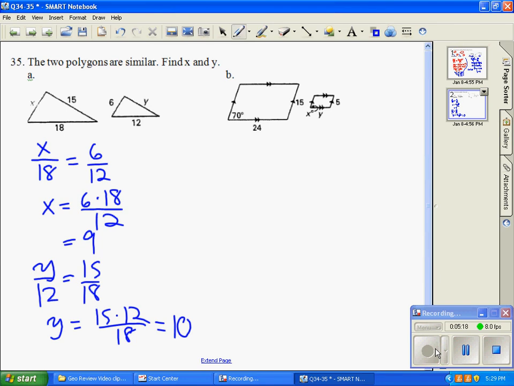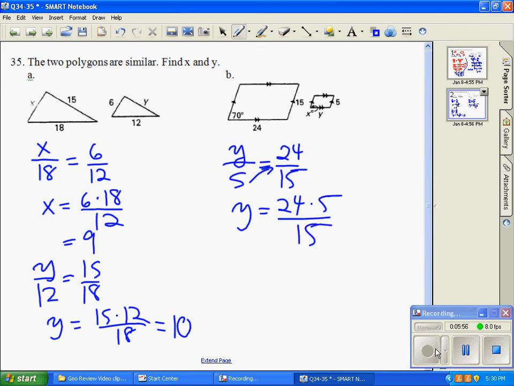Okay, the second problem is a parallelogram. So let's find y first. So we have y over 5 equals 24 over 15. And remember, you have more than one way of setting this up. So if the way you did it isn't quite the same, it's fine, as long as your answer came out to the same thing as mine does. So cross multiply the 5 over to the other side. So we have y equals 24 times 5 over 15. So that comes out to being equal to 8.